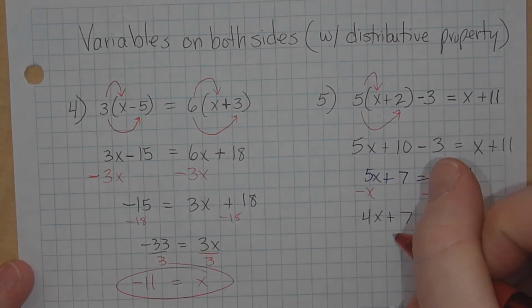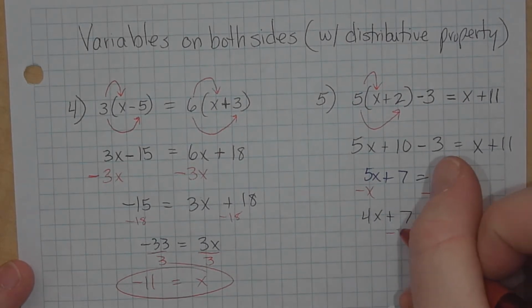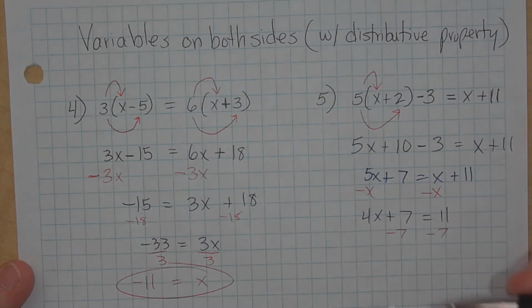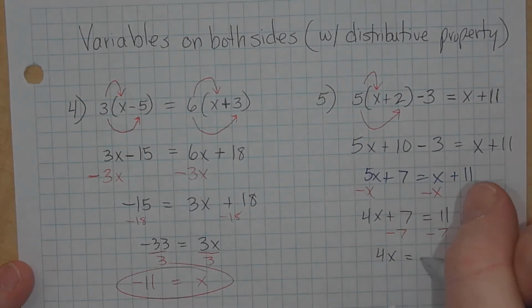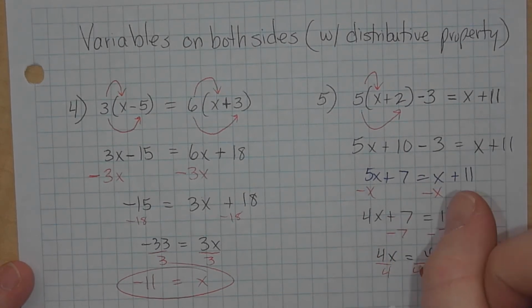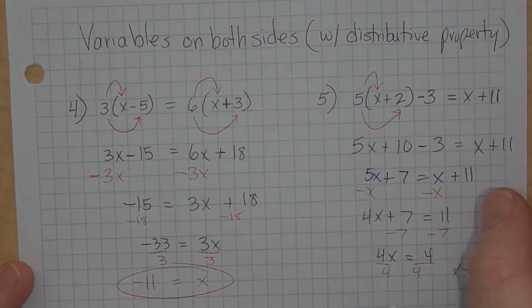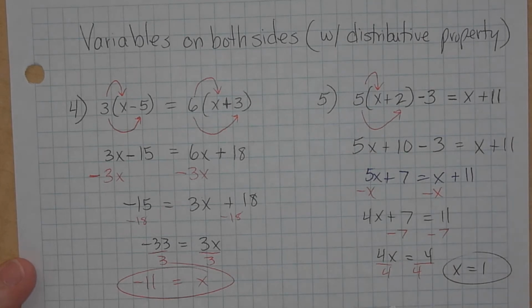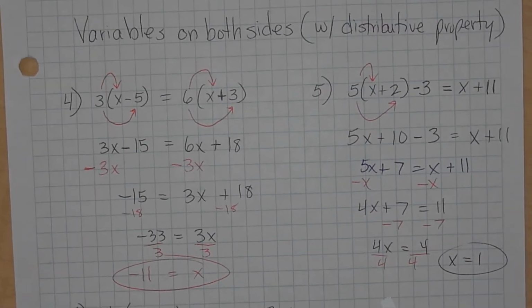So adding 7, the opposite of adding 7 is subtracting 7. So we're going to subtract 7 from both sides. We've got 4x equals 4. Then divide both sides by 4. X equals 1. Okay? And that's that.